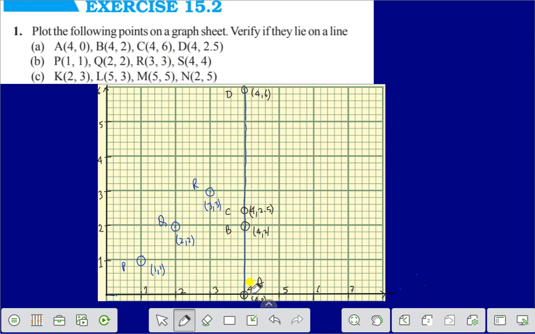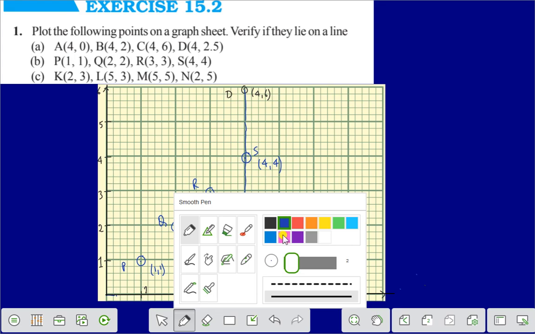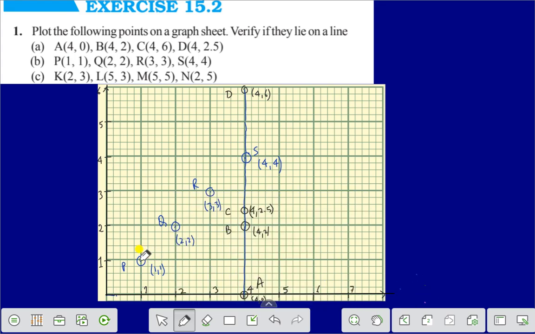And S is (4, 4). The x-axis is 4 and the y-axis is 4. If we draw this line, then we are getting a linear graph like this, that is P to Q, Q to R, R to S. Right? This graph is for question number B. The earlier one is for question number A.